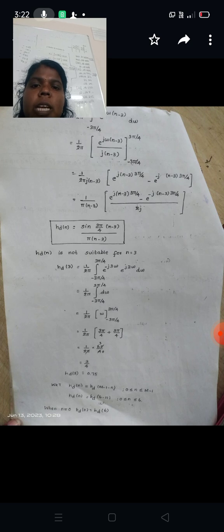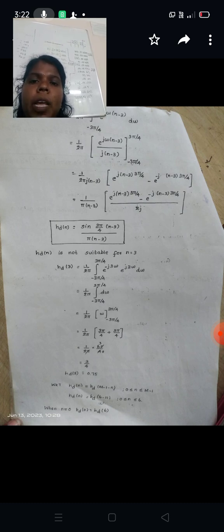Next we have to integrate that term. Integral of e power a omega is equal to e power a omega by a. Therefore, HD of n is equal to 1 by 2 pi into e power j omega into n minus 3 divided by j into n minus 3, and the limit is minus 3 pi by 4 to 3 pi by 4.